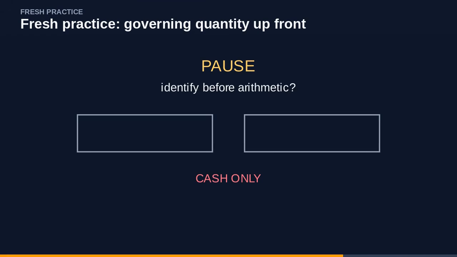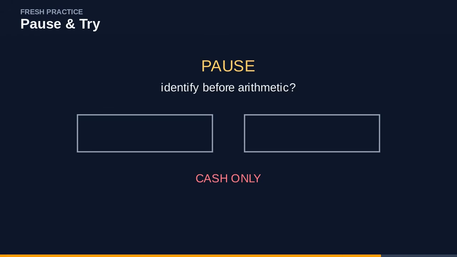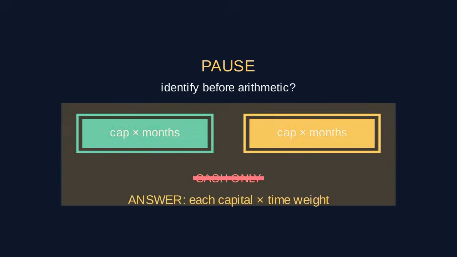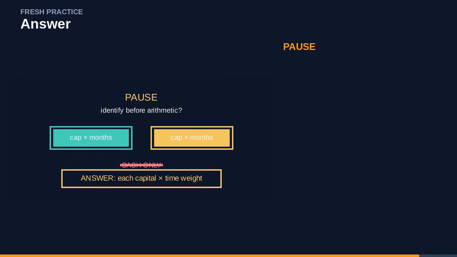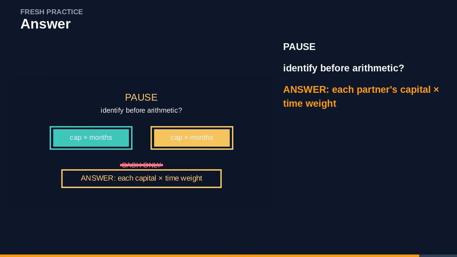Pause. In a fresh capital times time partnership question, which quantity must you identify before any arithmetic? The answer is each partner's capital times time weight, not the raw cash amounts to compare. Choosing the weight up front prevents ranking partners by capital alone when times differ.